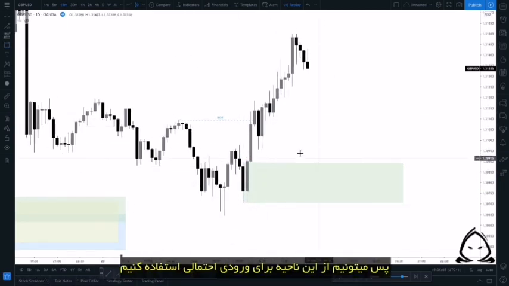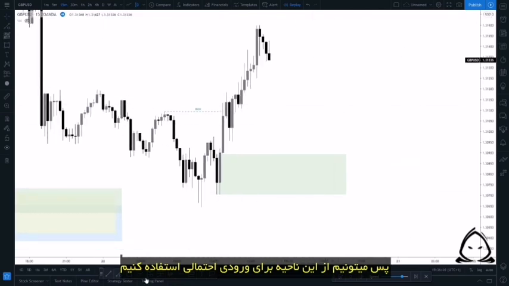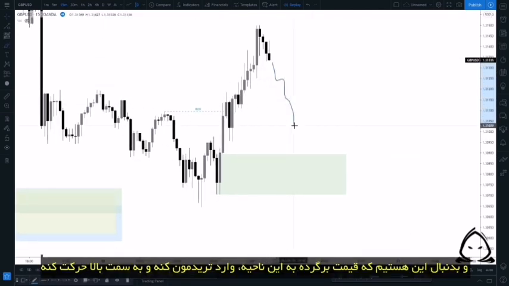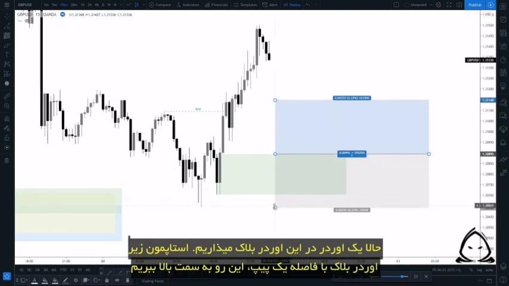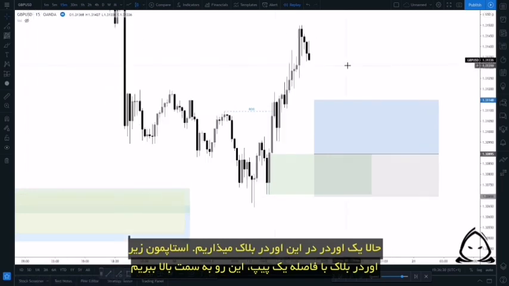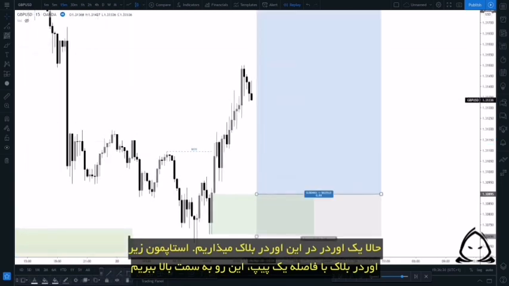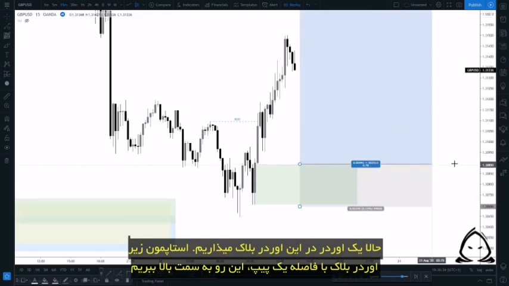So what we can do is use this area as a potential entry, and what we'd be looking for at this point is price to come back down and tag us into the trade right here and continue moving to the upside. What we'll do is put an order with a stop just below this overall order block, front run it by about a pip, and you can see it move to the upside.